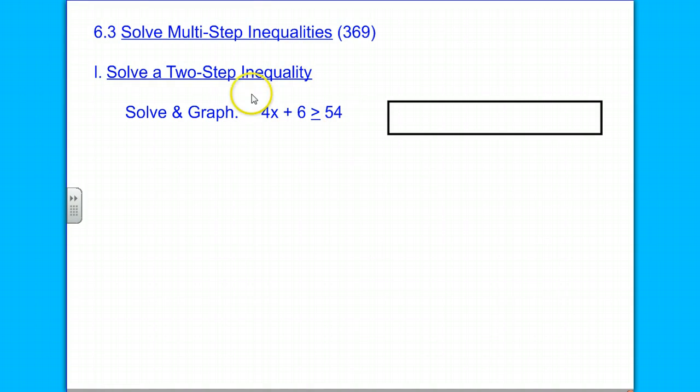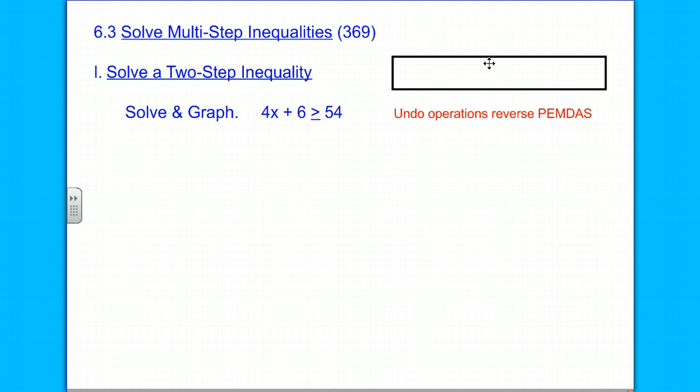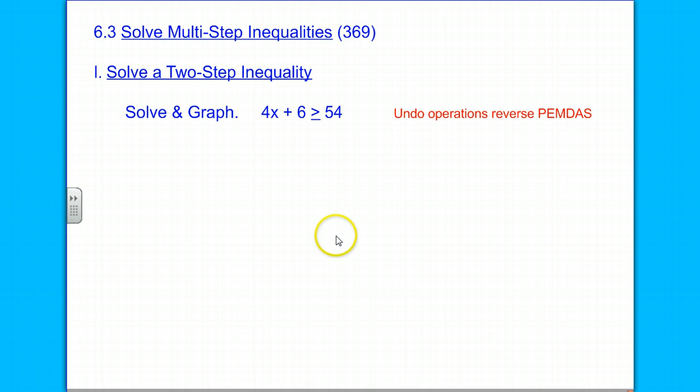We could do anything we want to both sides of this inequality to maintain equality, but what would be probably the best first move? Reverse PEMDAS. Very good. Lindsay's saying it. Probably reverse PEMDAS. Most people have the most success here. So the first operation we will use to undo is, say it.